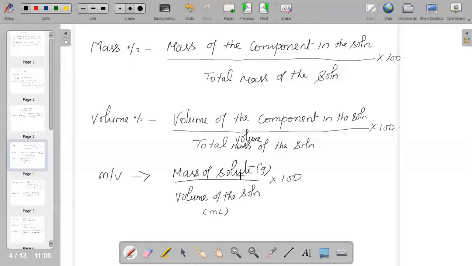In a similar way to volume percentage, we can also calculate mass by volume for the concentration. Mass by volume percentage is the mass of the solute dissolved in 100 ml of the solution. So as a percentage, it becomes mass of solute by volume of solution into 100.